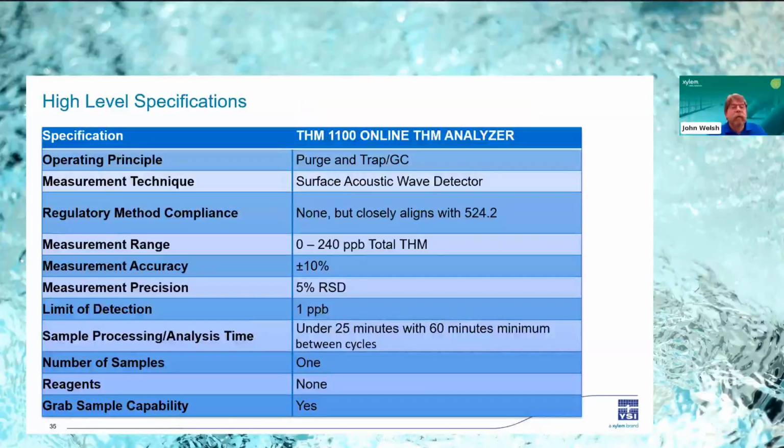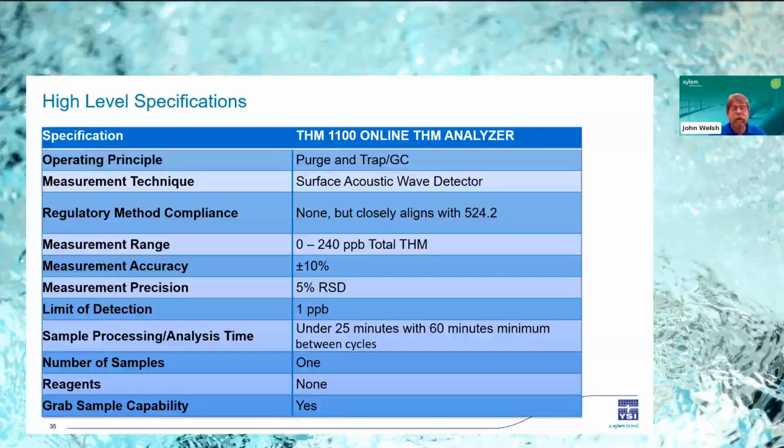And some of the high-level specifications for this instrument, again, the operating principle is purge and trap GC. It uses a slightly different measurement technique as a detector, and I'm not going to go into any detail about this particular detector in this webinar. It has a range of 0 to 240 parts per billion and a limit of detection of 1 ppb compound.